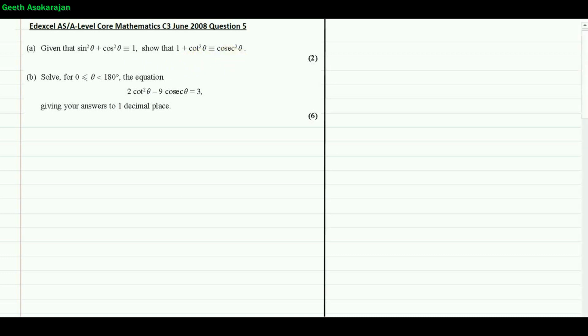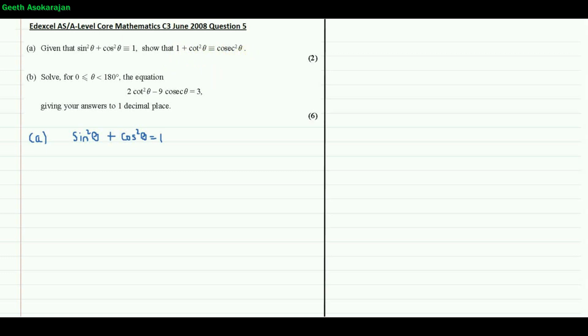So let's have a look at this question. Let's think about how we're going to do this one. Let me try part A over here. We have to start from sine squared theta plus cos squared theta is equal to 1. So let me write that down for starters: sine squared theta plus cos squared theta is equal to 1, and somehow we need to show that 1 plus cot squared theta is equivalent to cosec squared theta.